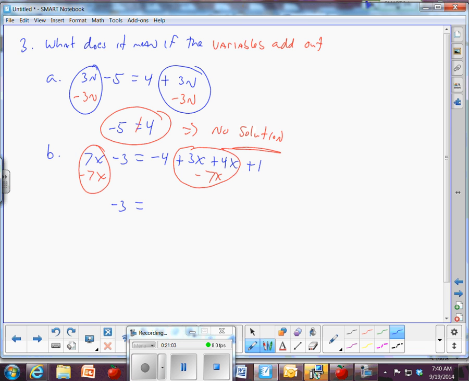Okay, what's left? -3 on the left, and let me add up what's on the right. Oh, that's a -3 as well. Right. What is left now is true. If what is left is true, then the solution implies all the real numbers. Right? And so we can give the symbol, which again is all the real numbers.